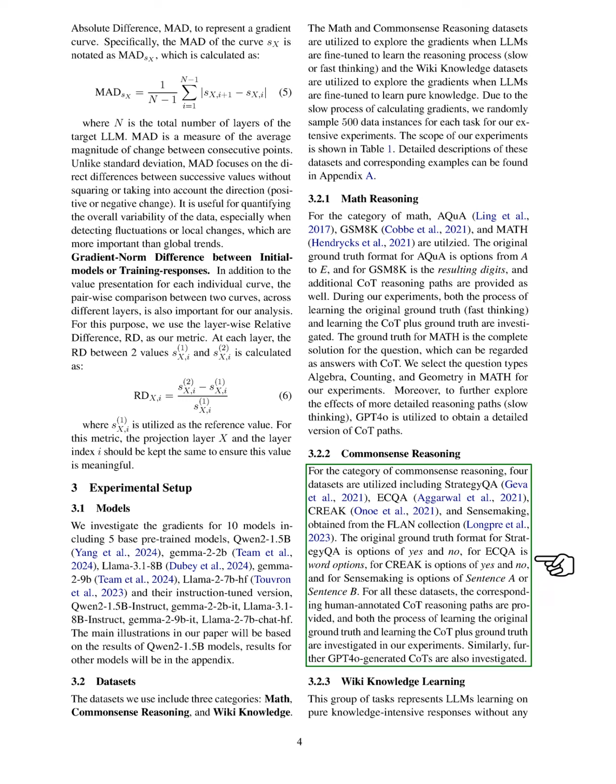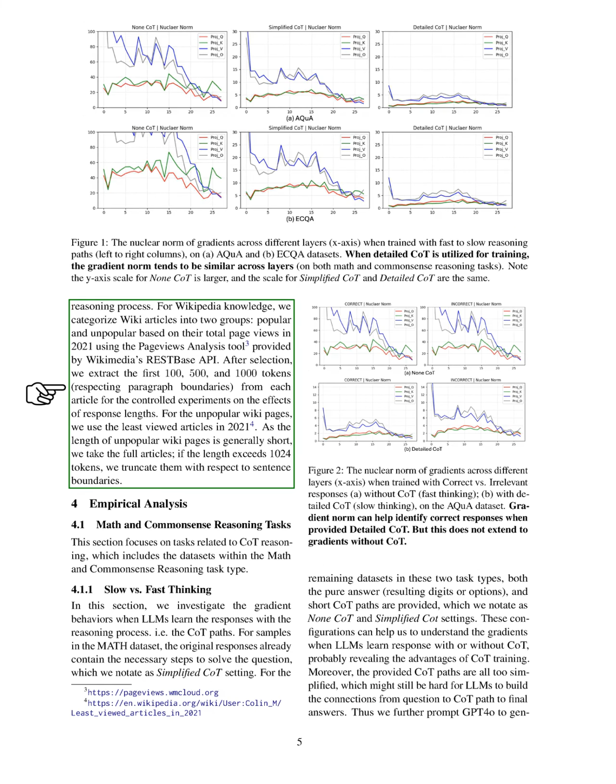Section: Wiki Knowledge Learning. In this section, we explore how large language models, LLMs, learn from knowledge-intensive tasks without reasoning. We categorize Wikipedia articles into 2 groups, popular and unpopular, based on their page views in 2021. Using a tool from Wikimedia, we extract the first 100, 500, and 1,000 tokens from each article for our experiments, ensuring we respect paragraph boundaries. For unpopular articles, we select the least viewed ones, taking the full text unless it exceeds 1024 tokens, in which case we truncate it at sentence boundaries.